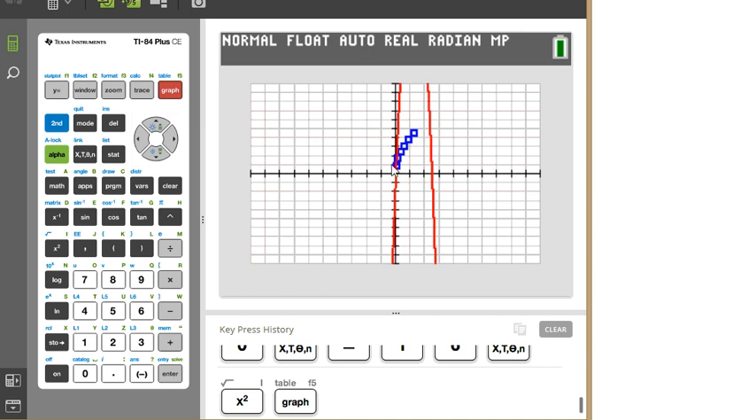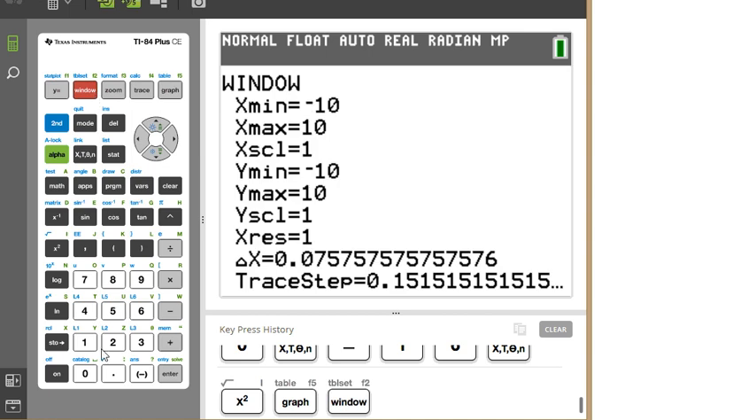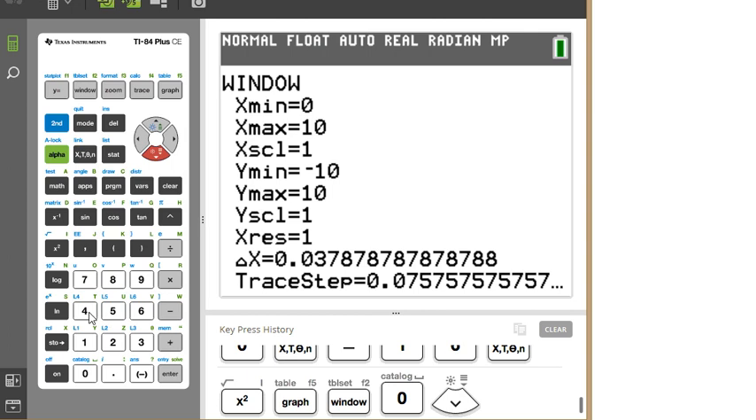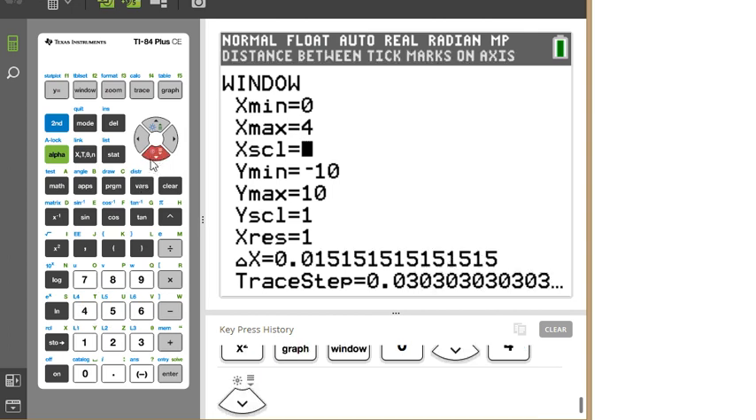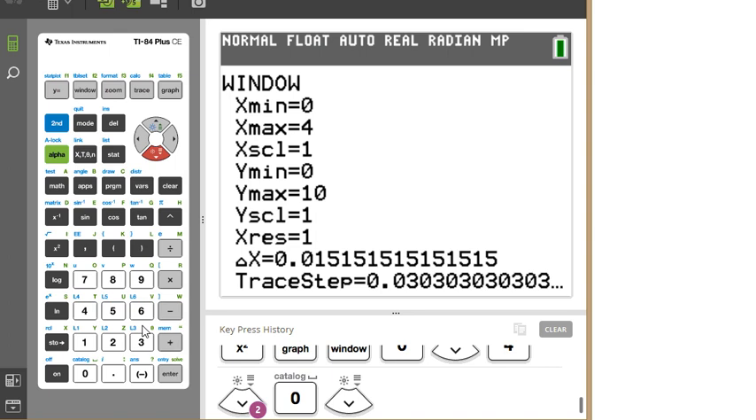I'm going to tighten up to get a better view. Looks like we're in quadrant 1. So I'm going to go to Window, start at 0, go to x equals 4, x scale 1, that's fine. Y minimum, we could leave that at -10, or we can make it 0. And then for y maximum, we can go up to 30. Now that shows you I probably know something about this function. There it is.